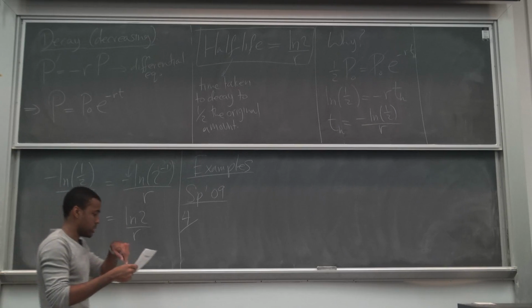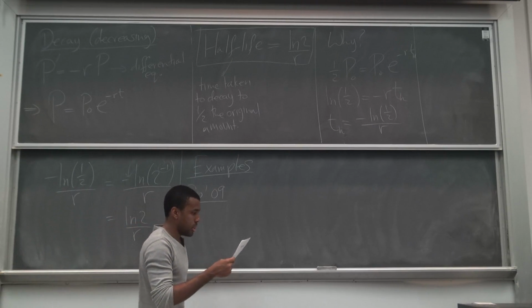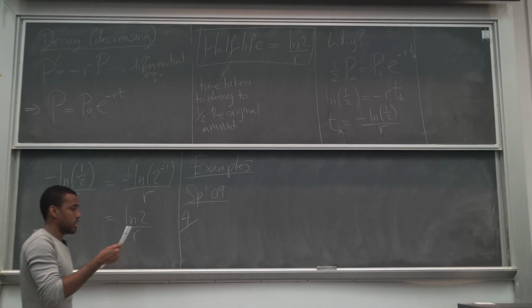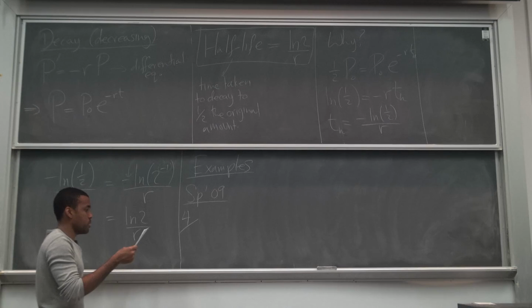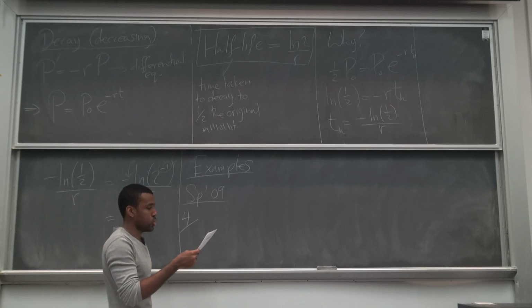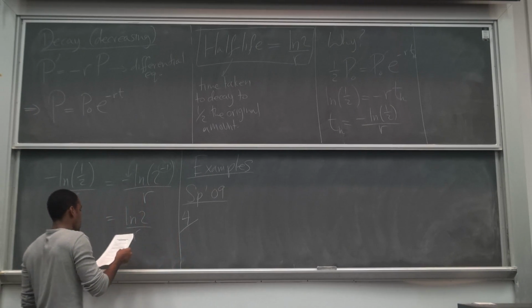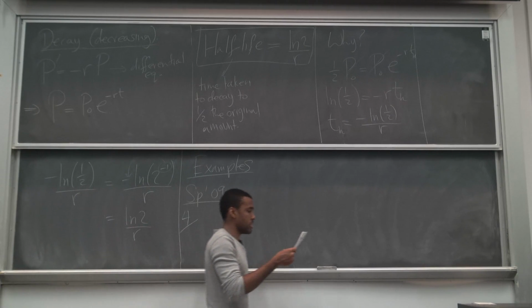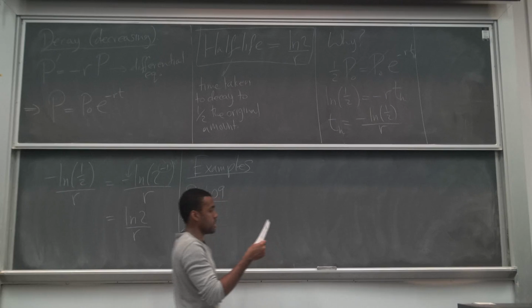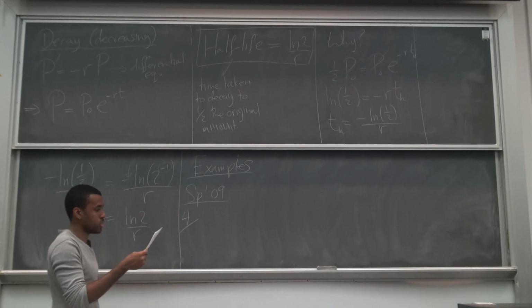Okay, so let's read it. Let P of T be the population of a colony of bacteria. At 11 a.m. there are 60. At 3 p.m. there are 350. Assume exponential growth. And then there are 3 parts. Find P of T and simplify. What is the size of the population at 4 p.m.? When will the population reach 2,000?